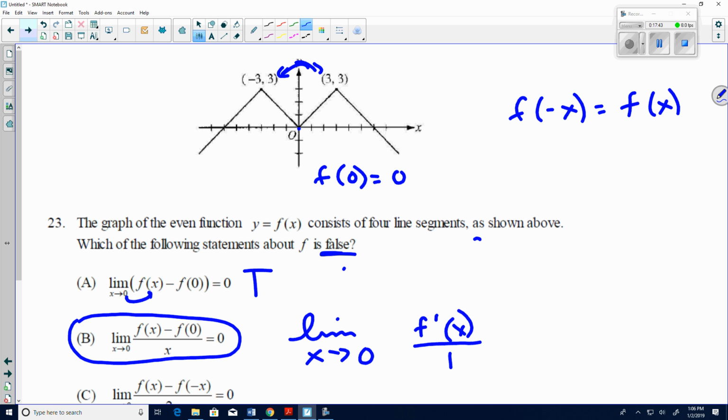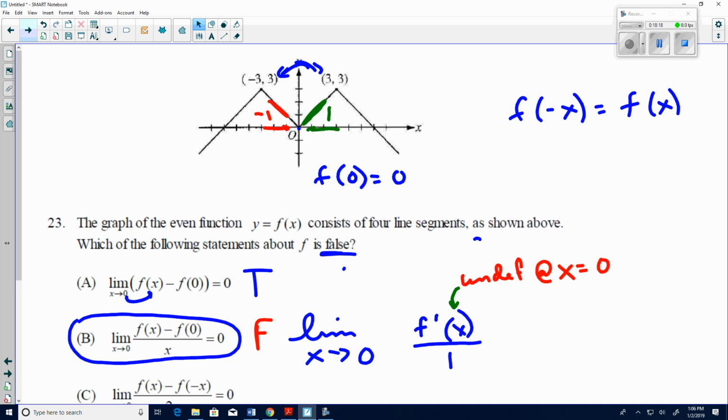Now, what happens to the derivative as x goes to 0? Well, that's an interesting question, right? So we're supposed to be putting 0 in here. Well, if we approach 0 from the right, we notice the slope here is always 1. But if we approach 0 from the left, the slope here is minus 1. So in fact, this is going to be undefined at x is equal to 0. We know we cannot find derivatives at a corner or a cusp. So this is false. Just as a purpose of discussion, let's look at the other choices.